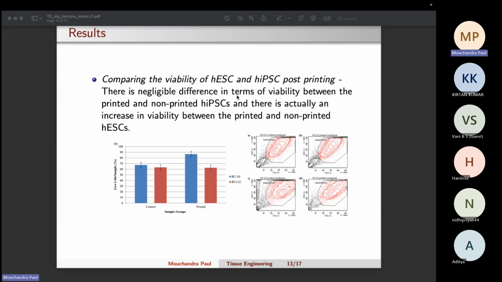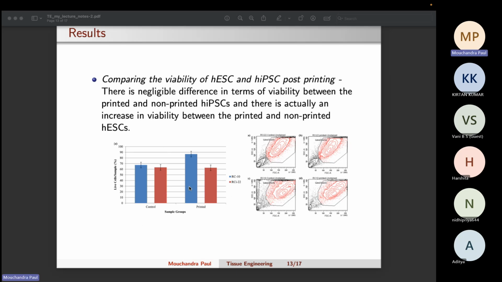Then now compared, they have done a comparison between these two cell populations, embryonic stem cells and induced pluripotent stem cells. Is there any effect of the printing process on these two types of cells? What they report is the difference is negligible. Both the cell types, when printed, have almost equal viability, an equal percentage of viable cells. So this is the graph actually.